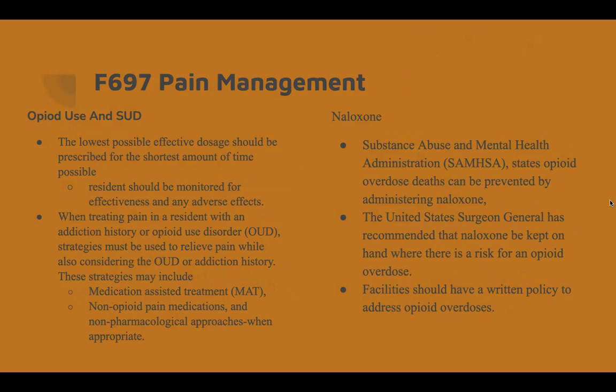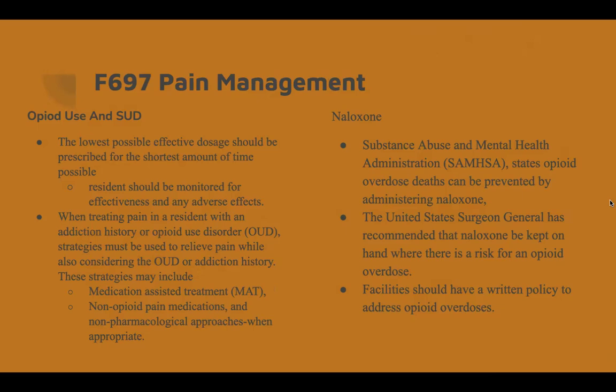For opioid use, if there is a history of substance use disorder, the lowest possible effective dosage should be prescribed for the shortest amount of time possible. The resident should be monitored for effectiveness and any adverse effects. When treating pain in a resident with an addiction history or opioid use disorder, strategies must be used to relieve pain while also considering the opioid use disorder or addiction history. These strategies may include medication-assisted treatment or non-opioid pain medications and non-pharmacological approaches when appropriate.